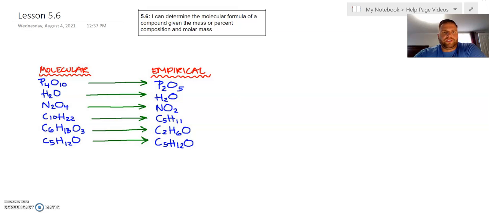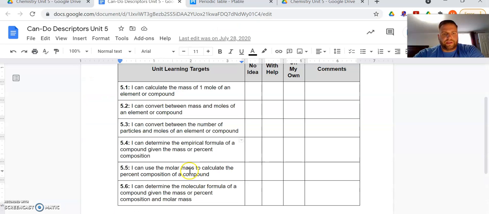Welcome back to the final installment of the Unit 5 lessons. This is lesson 5.6. And 5.6 reads like this: I can determine the molecular formula of a compound given the mass or percent composition and molar mass. So if you look at the skill sheet, this is the final skill of the unit.